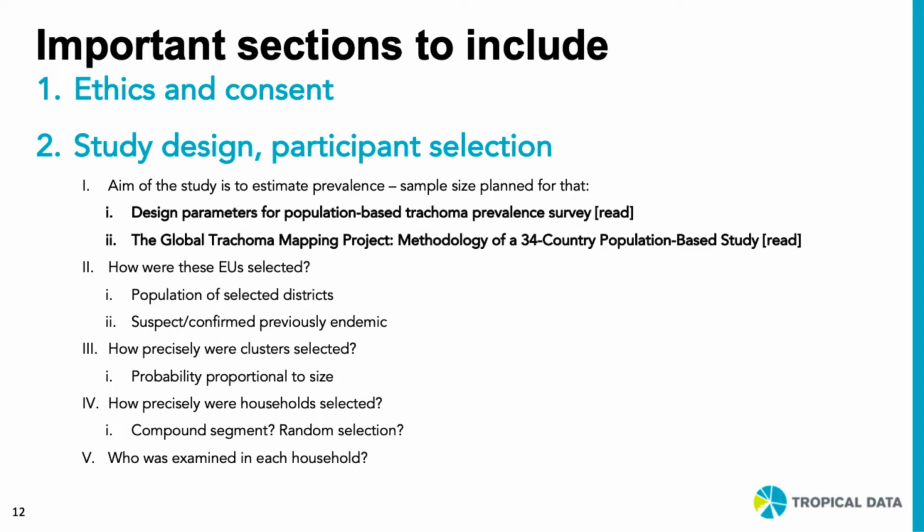You should also state how the EUs were selected, for example, whether they have been surveyed before, or, if not, how they were deemed to need surveys. The method should explicitly state precisely how the clusters were selected, for example, using a probability proportional to size method. How households were selected, for example, using compact segment sampling, and who was examined in each household.